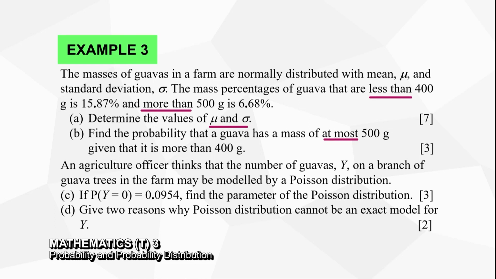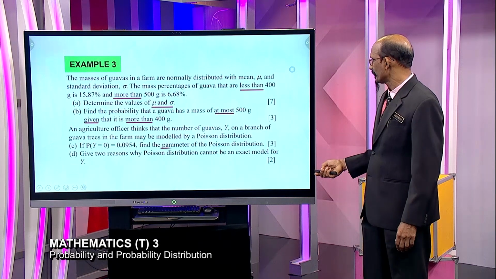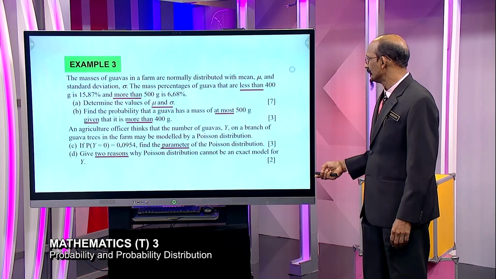If the student doesn't know what a parameter is, they cannot answer this question. Okay, students should be able to understand what a parameter is. Alright. Okay, then give 2 reasons why Poisson distribution cannot be an exact model. Here we do with Poisson, but here we say why we cannot use Poisson. Okay, just explanation. So the keywords are parameter, reason. Let us see the solution.